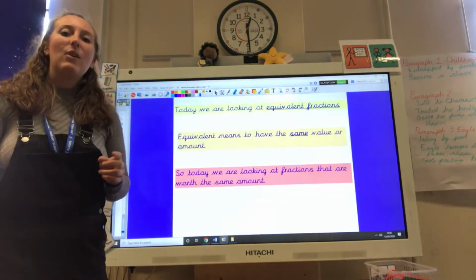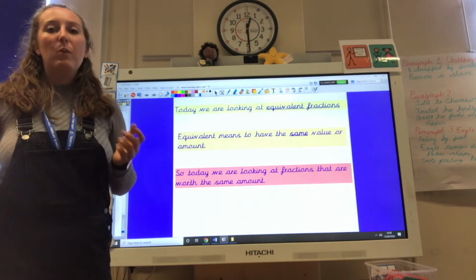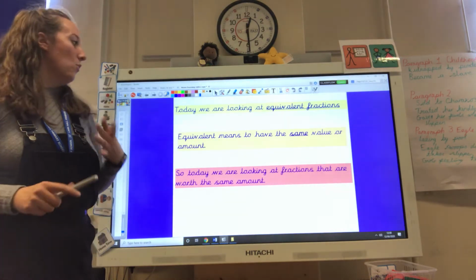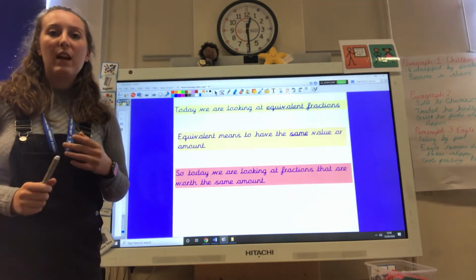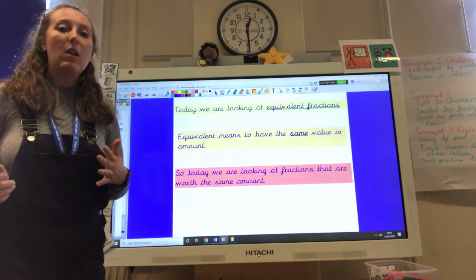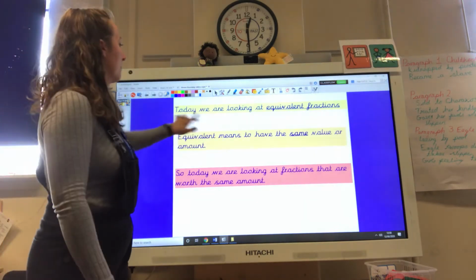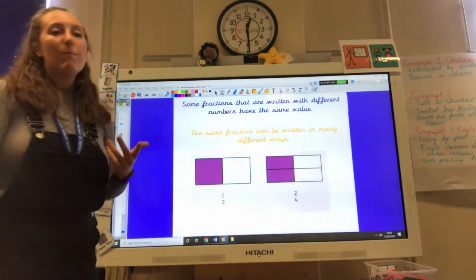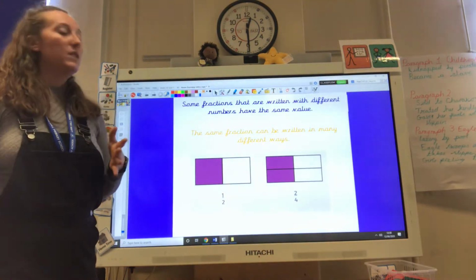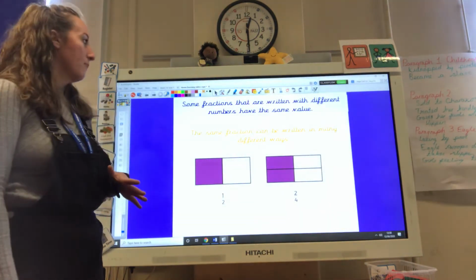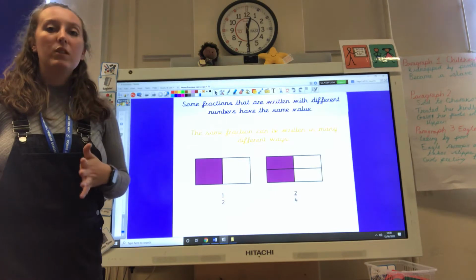So today we're looking at equivalent fractions. The word equivalent means it has the same value or amount. So today we're looking at fractions that are worth the same value or amount as another fraction. Some fractions that are written with different numbers have the same value. The same fraction can be written in lots of different ways.